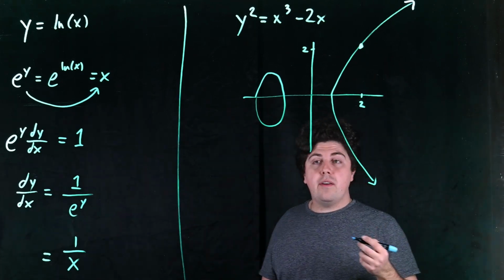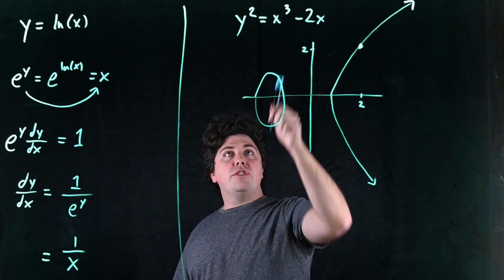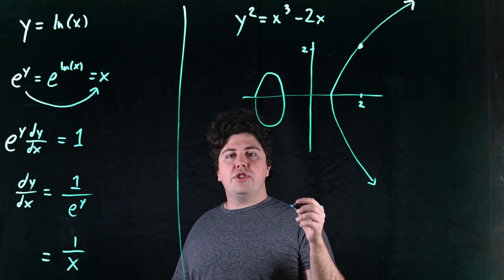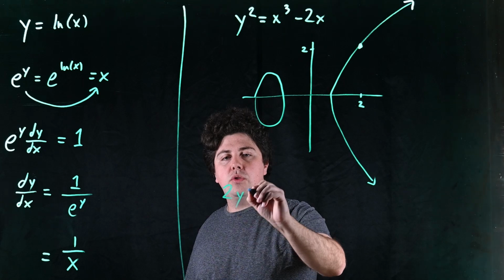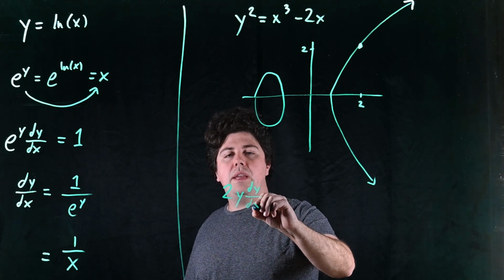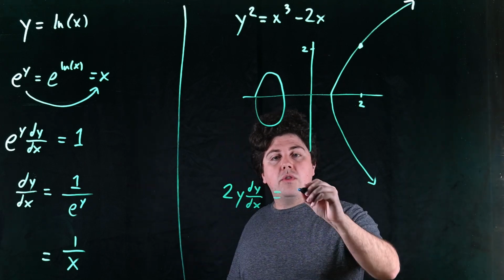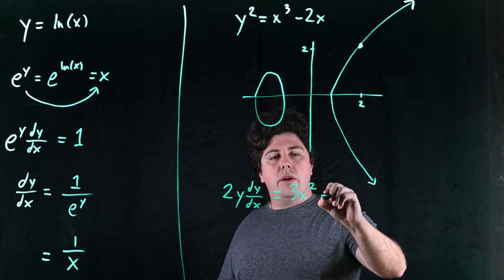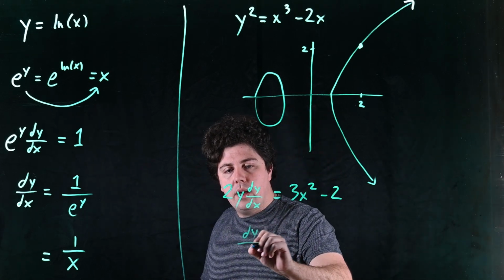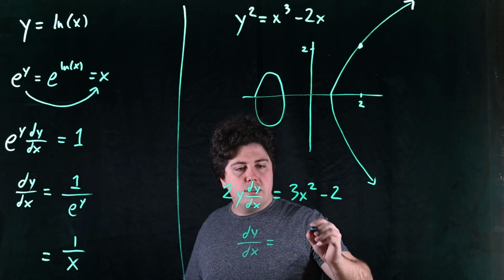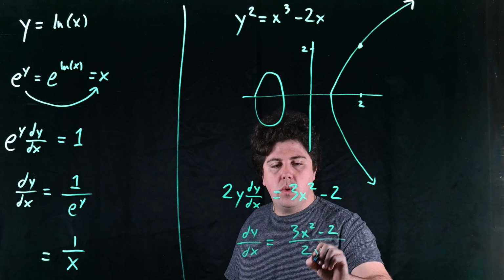So indeed, all we have to do is this same implicit differentiation process. Let's differentiate both sides here using implicit differentiation. Again, we get that the derivative of y squared by the chain rule is 2y dy by dx. And the right-hand side is just a polynomial, so its derivative is just 3x squared minus 2, which gives us that dy by dx is 3x squared minus 2 all over 2y.